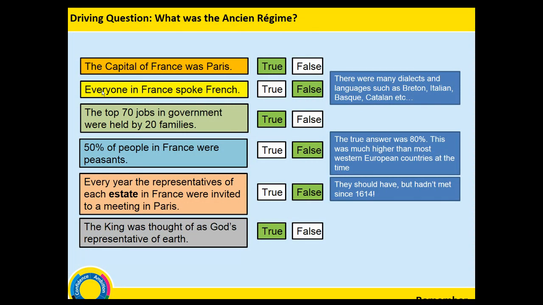As we saw last term, the King of England had lost most of his power by the 1700s, but in France, the king was still thought of as God's representative on earth. This made the King of France as powerful as someone like Henry VIII or Charles I, even in the late 1700s. All this made France very old-fashioned in comparison to Britain.